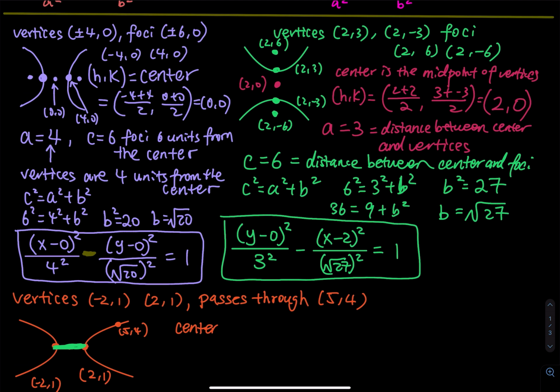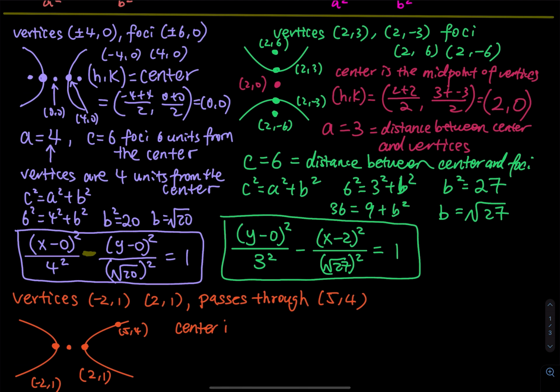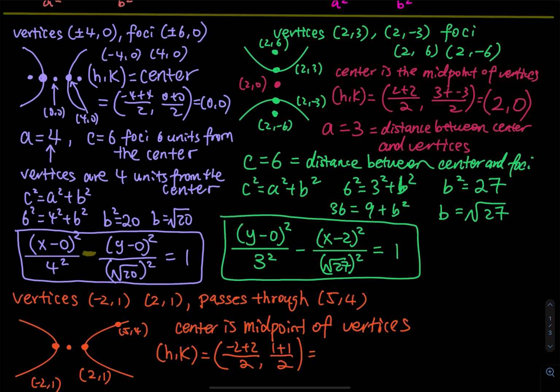We have vertices, so since we have vertices, we can easily find the center because the center is the midpoint of the two vertices. Okay, let's go ahead and find it. So the center is the midpoint of the two vertices. Then h comma k is equal to -2 plus 2 divided by 2, comma 1 plus 1 divided by 2. So you have 0 divided by 2, 2 divided by 2, and that is your center.